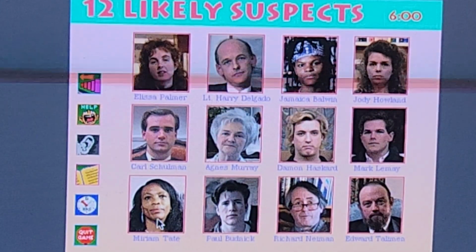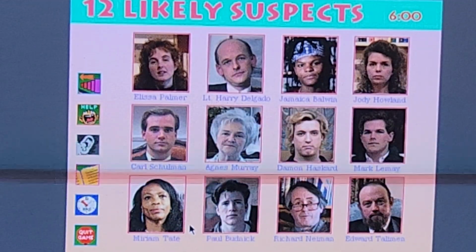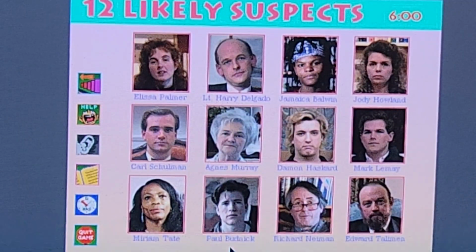Miriam Tate, who apparently is also an employee of the university and a contact and friend of Elspeth's in other areas. Paul Budnick, as we saw in the previous rundown of the investigation, discovered the body and is another quote-unquote friend of Elspeth's. Richard Neiman, who was referred to in the investigation rundown.